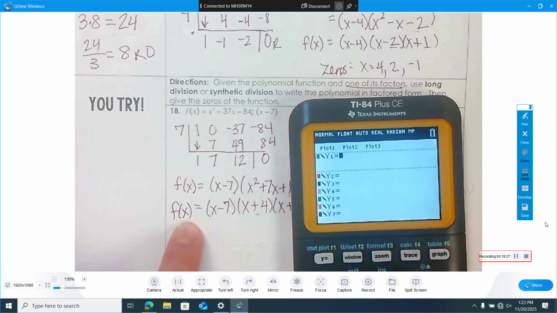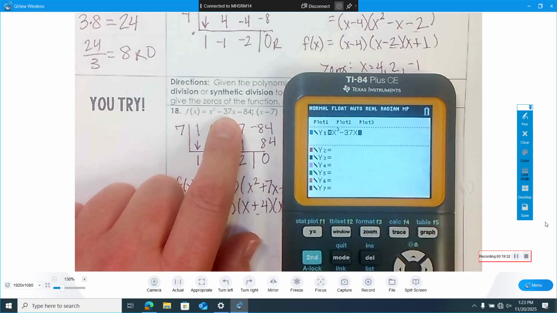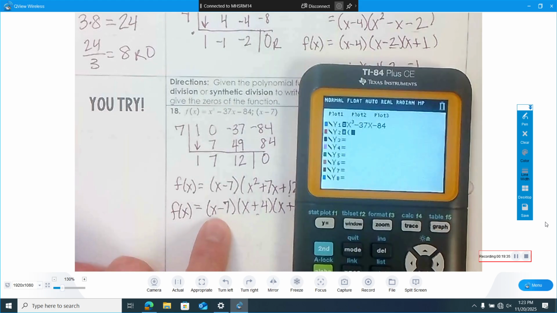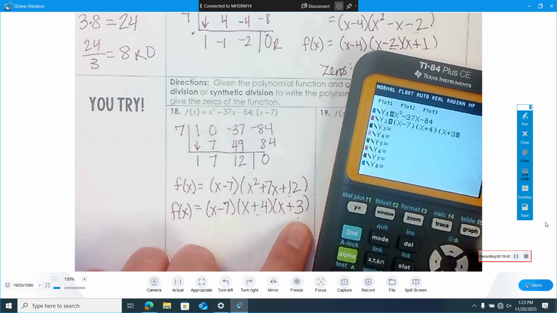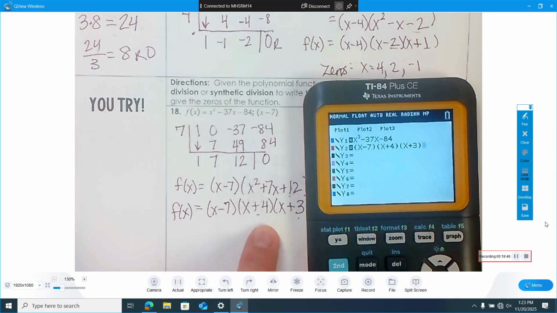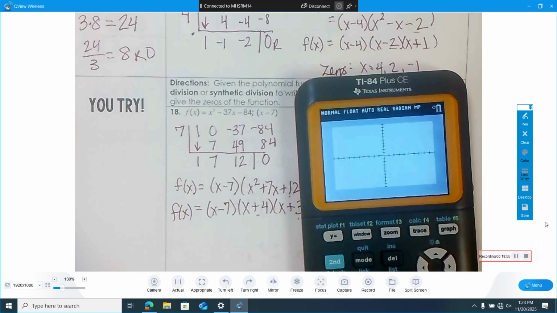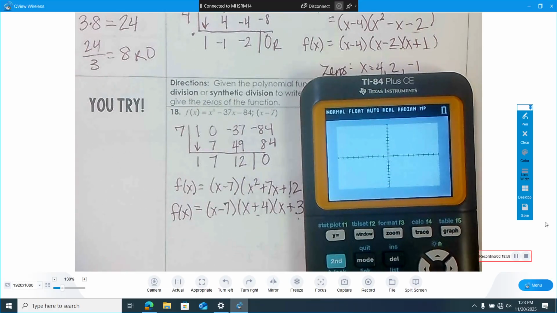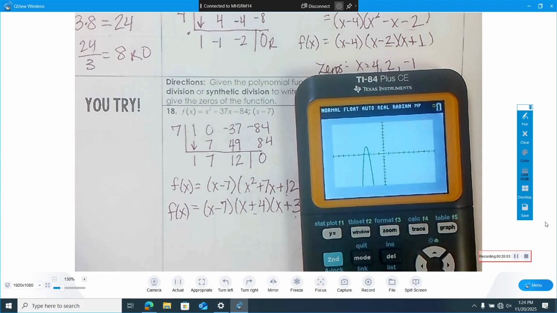Meaning, if we were to graph them, x cubed minus 37x minus 84, and my bubbles here, x minus 7 times x plus 4 times x plus 3. All I did was manipulate these things into their factors. But they didn't change. They should be identical graphically. Oh, I just killed it. Sorry. I accidentally hit an extra button and it spins it into freak out mode.